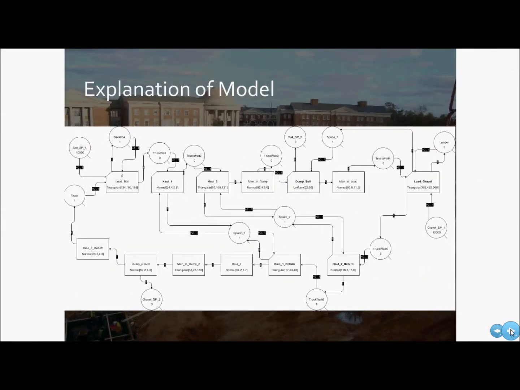The explanation of our model shows the process starts by loading the soil into the truck with the backhoe. The truck then hauls the soil through the space constraints and dumps the soil on the backside of the project. The truck is then loaded with gravel and goes through its original starting point and continues to travel on haul route 3 and dump the gravel in the desired spot on the project site. Finally, the truck returns to its original position and the cycle starts over again.